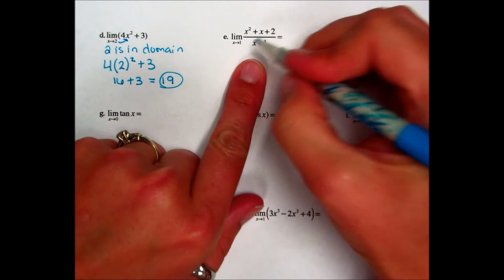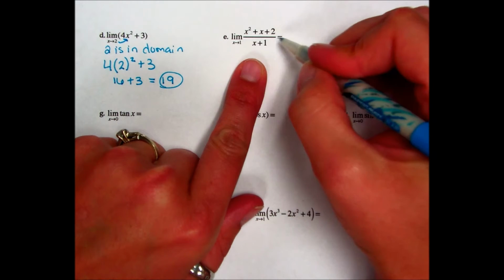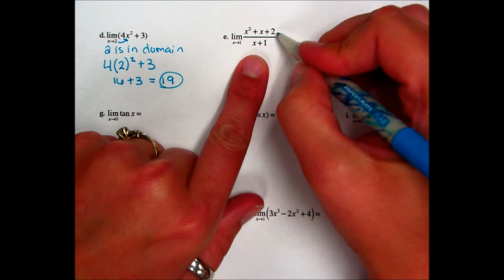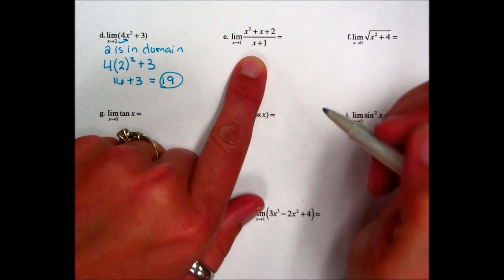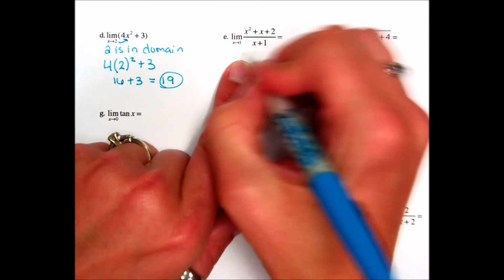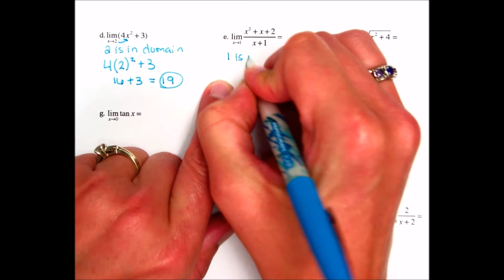Here, the limit as x goes to 1 for this function, x squared plus x plus 2 over x plus 1. This is a rational function, so I need to be careful of the denominator. I need to make sure 1 is in the domain.